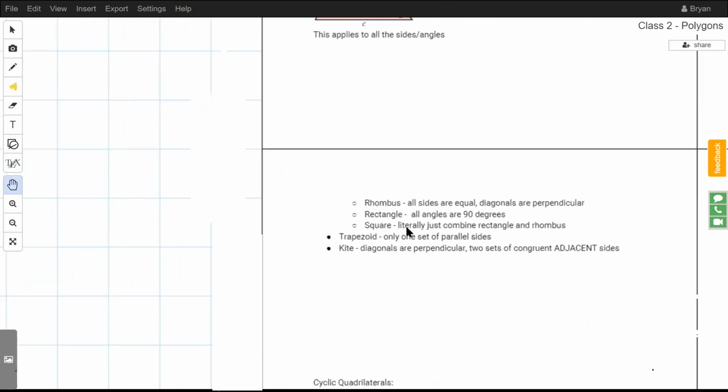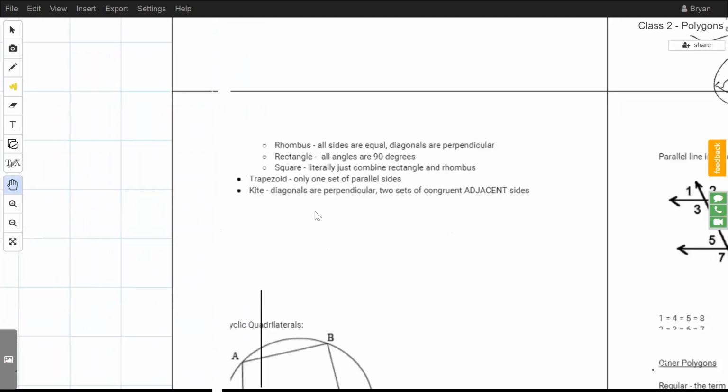First, we have the rhombus, which has all sides equal, which means that its diagonals are perpendicular. A rectangle and a square you probably already know. And then we have the non-parallelograms.